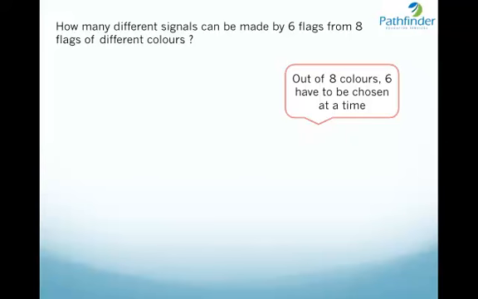Out of 8 colors, 6 have to be chosen at a time. So in how many ways can this be done? 8P6, which is equal to 8 into 7 into 6 into 5 into 4 into 3, which is equal to 20,160. So this question and the previous question are fundamentally the same question, only the storylines are different.